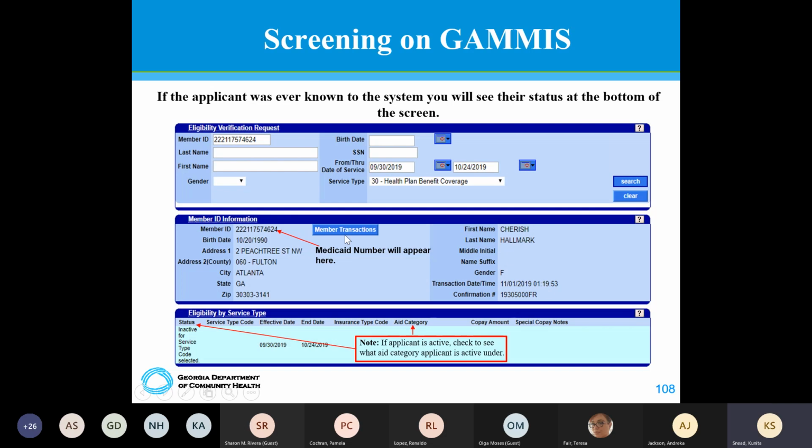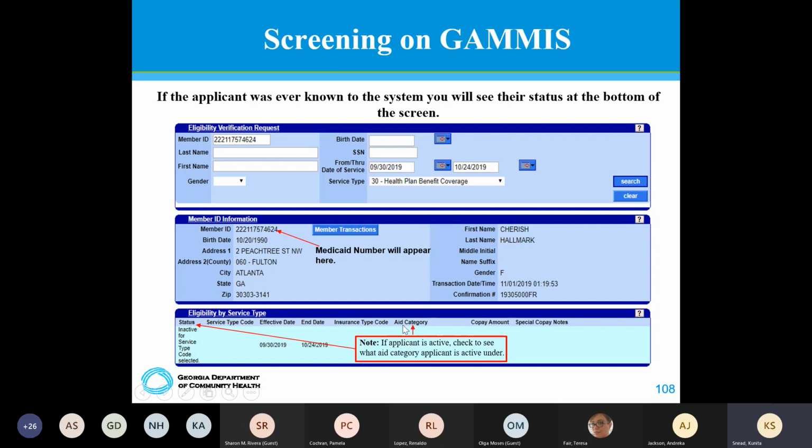Once you click search, if we have any information on that particular individual, the information for them will populate here in the middle. It's going to give you all of their last demographic information we have for them, as far as their ID number, date of birth, their address, their first and last name, and middle initial, name suffix if they have it, and then their gender. And then up under here, it's going to give you the eligibility to show you whether they're active or inactive. So if it's inactive, it'll show you inactive. But if it's active, it will say active right here.